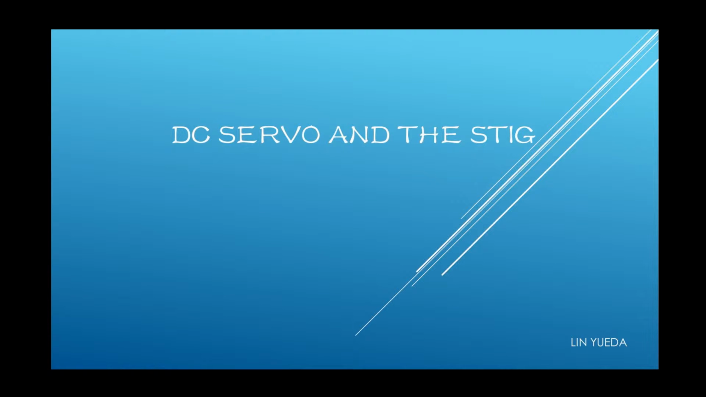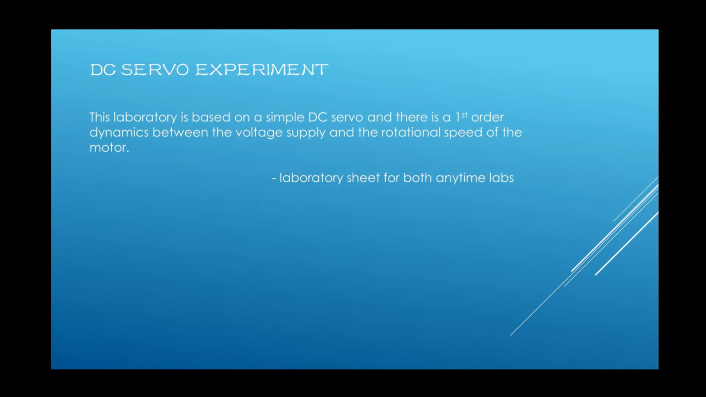This video is the report of two experiments, DC servo and the STIG. Let's talk about the DC servo experiment first. This laboratory is based on the simple DC servo, and there's a first-order dynamic between the voltage supply and the rotational speed of the motor. Both MATLAB simulation and the real hardware are tested in this experiment.